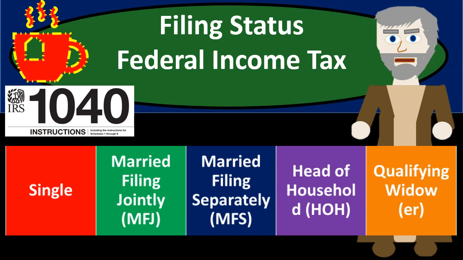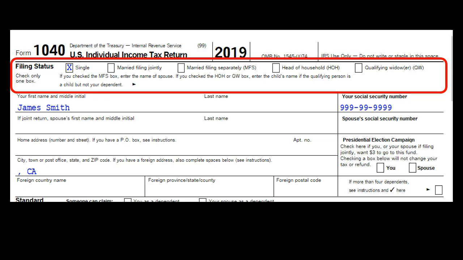In this presentation, we will take a look at the concept of filing status as it relates to federal income tax returns. When considering the Form 1040, the designation of the filing status will be up top, where we have the filing status of single, married filing jointly, married filing separate, head of household, and qualified widow, widower.